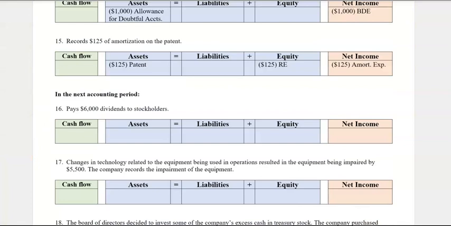Let's assume that we move to the next accounting period, and in transaction 16, the company pays $6,000 of dividends to stockholders. To begin recording this, cash flows are going to decrease by $6,000.